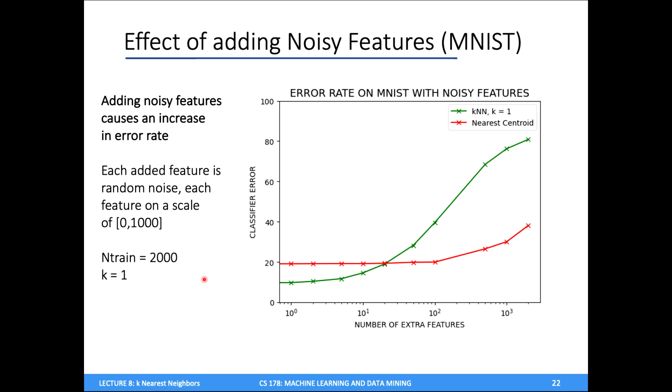Here's the same type of plot, but now on the MNIST data, just demonstrating that this isn't just limited to this very simple wine data set. It's a general problem that happens with all distance-based algorithms.